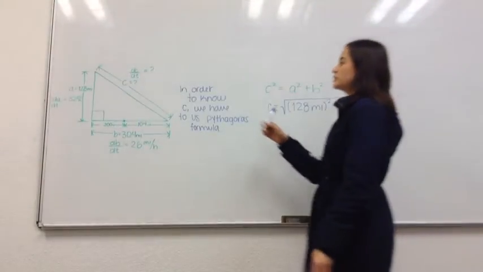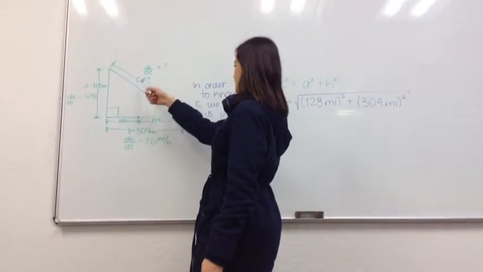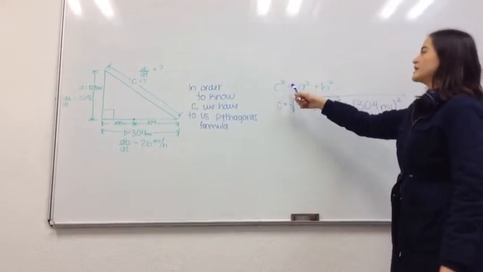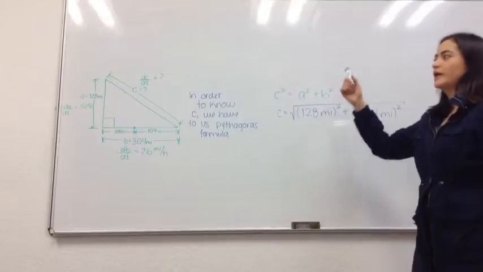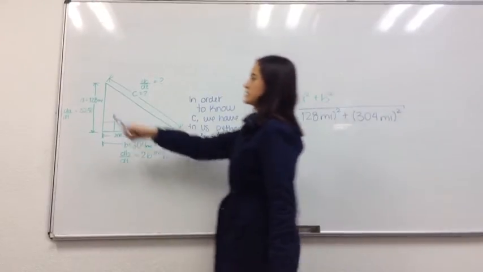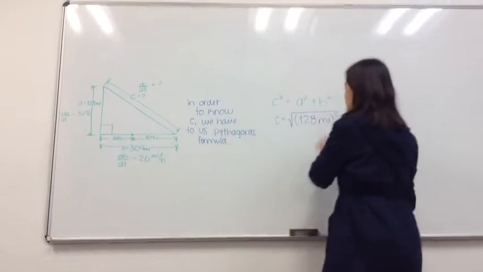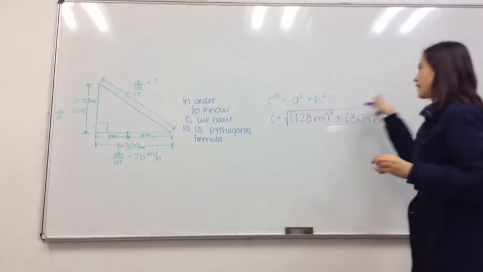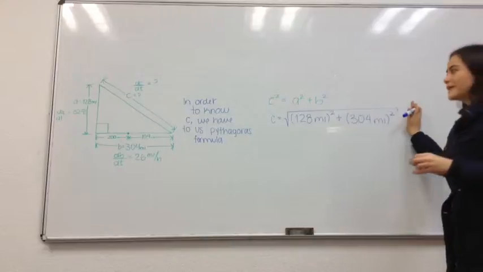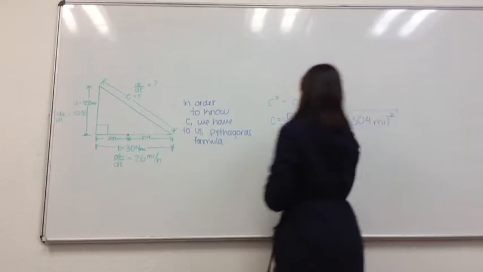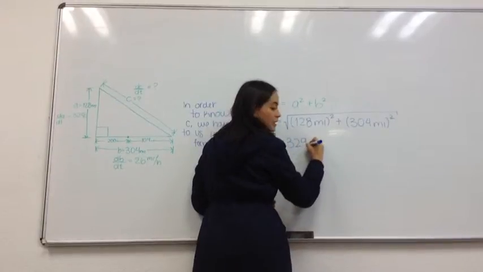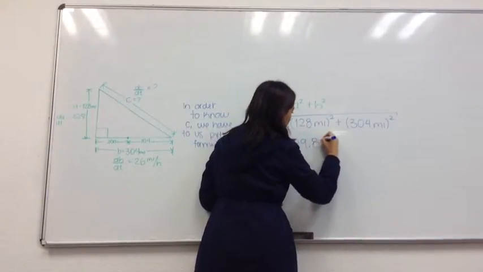Okay, so in order to know the value of c, we have to use the Pythagorean formula, that is c squared is equal to a squared plus b squared. We know that b is this one and a is this one, so we just substitute. And because it is squared, we have to take the square root of the result. Then we know that the result is equal to 329.85 miles.